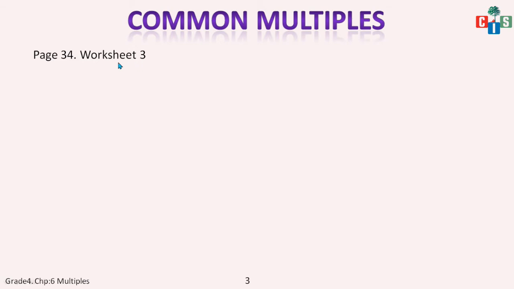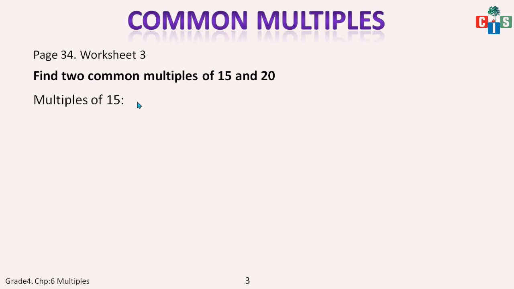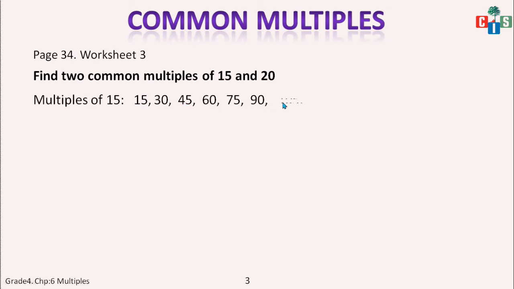Now moving on to the next example, which I have taken from page number 34, worksheet number 3 of the workbook. The example is: find two common multiples of 15 and 20. We have to find common multiples of 15 and 20, so you should know the table of 15 and the table of 20. Multiples of 15 will be 15, 30, 45, 60, 75, 90, 105, 120, 135 and 150. This is 10 multiples. Multiples are unlimited; I have only taken till 10, but it is unlimited.